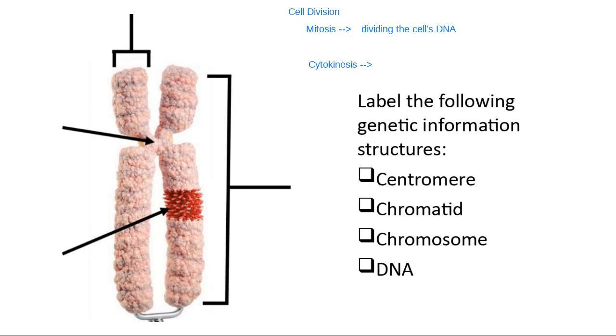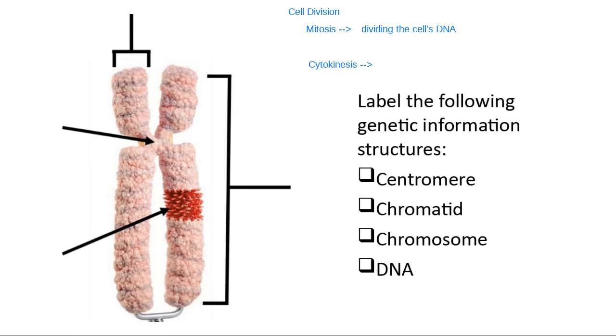Half of the battle of going from one cell to two cells is both of those cells need to have the DNA, or need to have the directions to be able to live. So I've got to divide up those directions. I have to divide them up equally, correctly. That's what mitosis does.